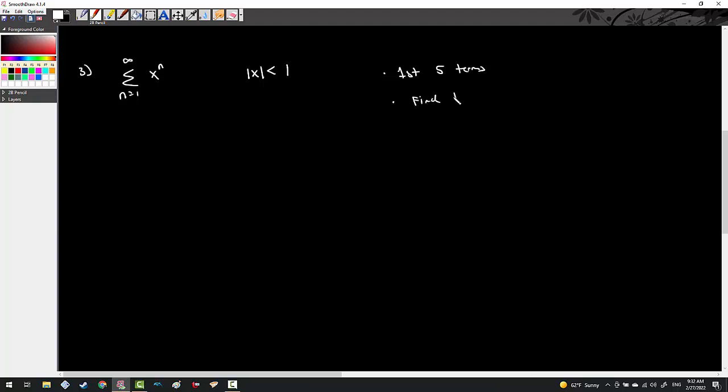Now, this relies heavily on this fact right here, right? Notice how they told you that the absolute value of x was less than 1, which means the sum is going to be possible. And so what I'm going to do is write out the first 5 terms.